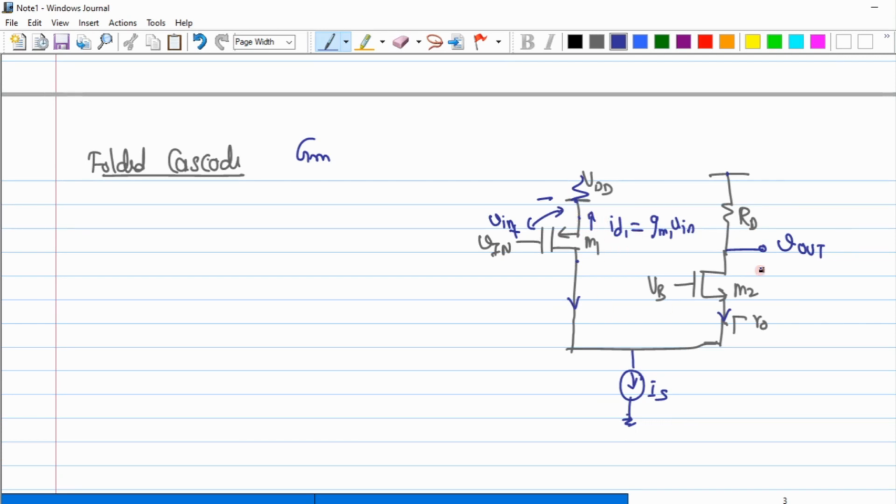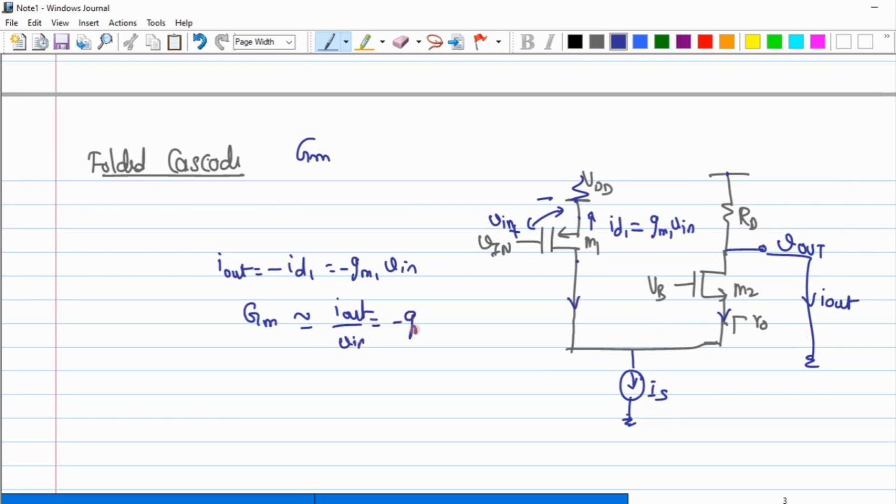And this current should flow out of this circuit as Iout, right? So it flows in the opposite direction, due to which my Iout is written as minus ID1, which is nothing but minus GM1 times Vin. So Iout by Vin will give us the same value of GM1 itself. Again, this is an approximated result. I have not encountered all those RO and other things here. Does it make sense? This current that I am looking at is basically the current that is flowing here.